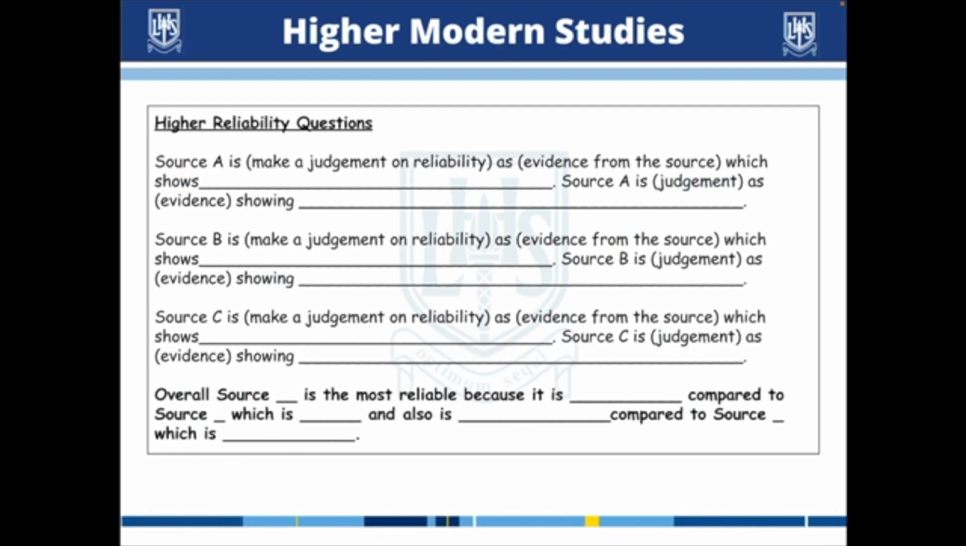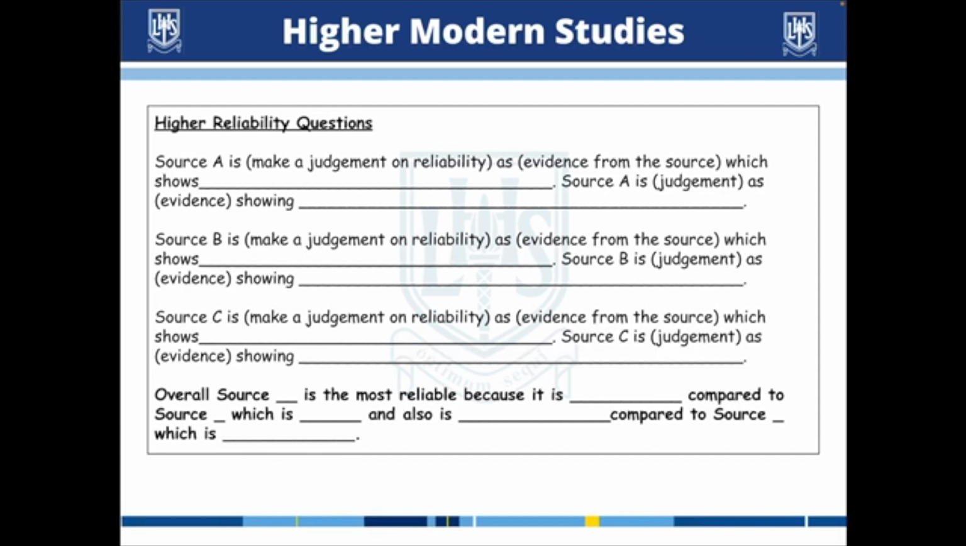And this structure is quite self-explanatory because we're not picking random bits of information from different sources. This time we're just going one source at a time, judging if it's reliable, and providing two pieces of evidence. So source A is reliable as reason 1. Source A is also reliable as piece of evidence 2. Source B is unreliable as piece of evidence 1. Source B is unreliable as piece of evidence 2.